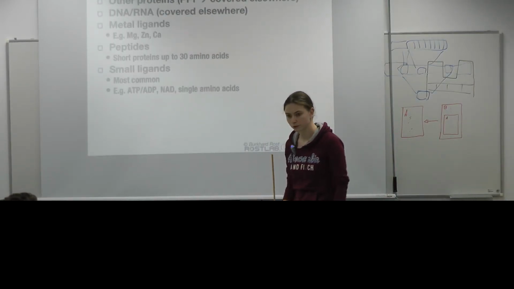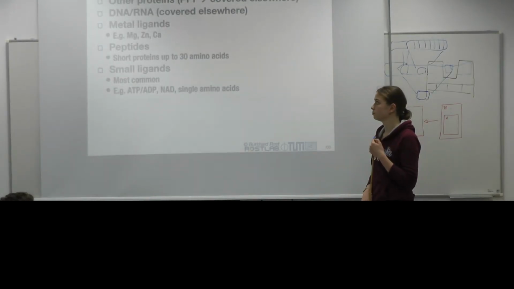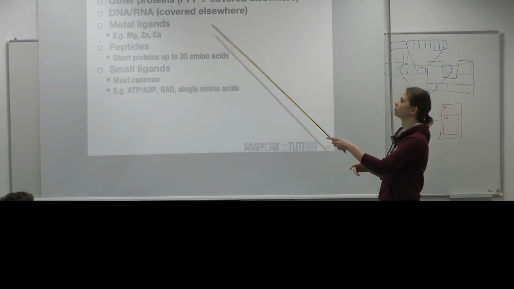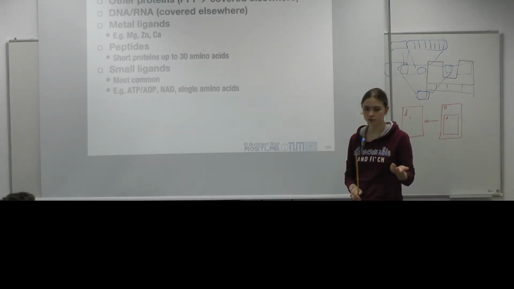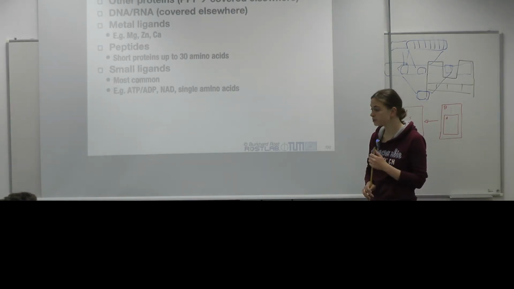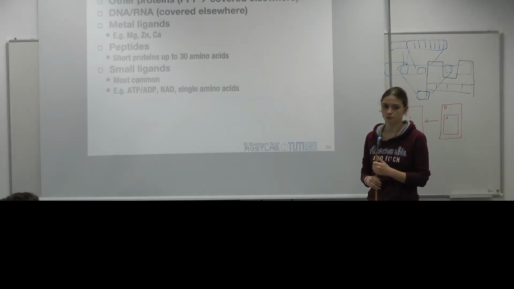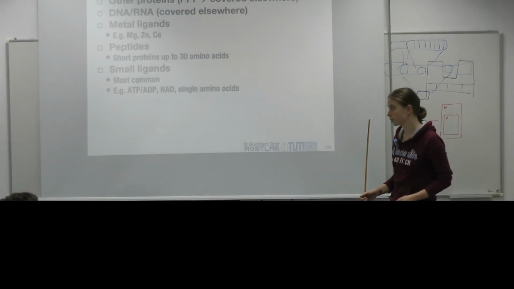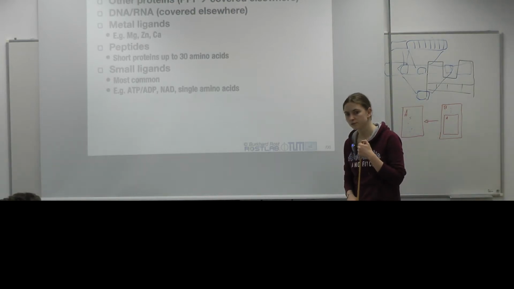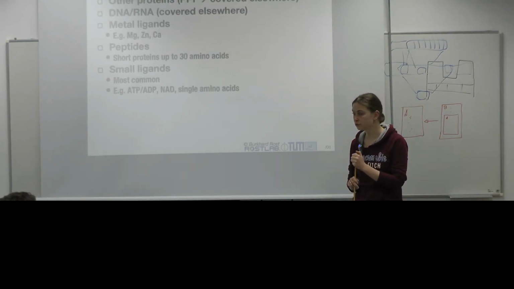The next thing is, so when we are talking about binding, what can a protein bind? The first few ligands we already heard about. So that's proteins, DNA, and RNA. These are macromolecules. And everything else is basically a small molecule. So we have metal ligands like magnesium or calcium or iron or whatever. We have peptides, which are proteins up to 30 amino acids usually.